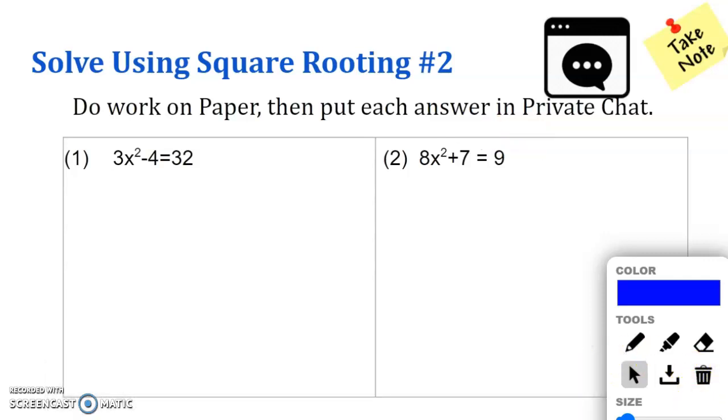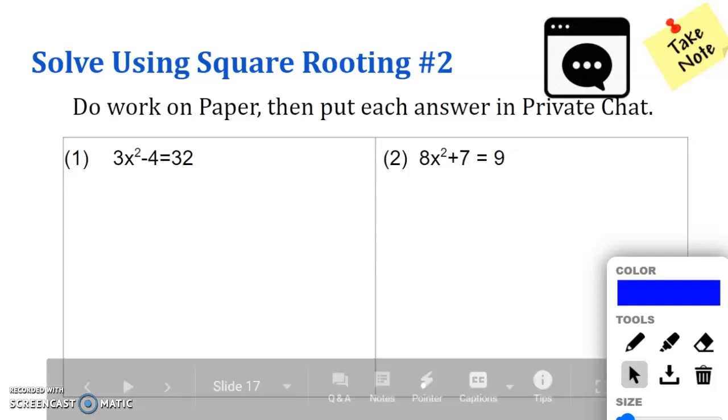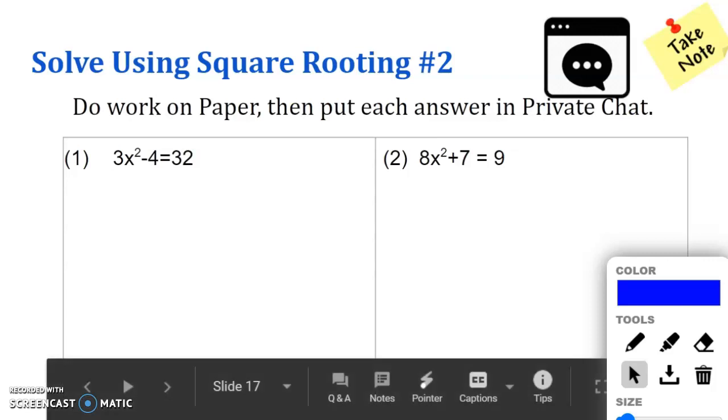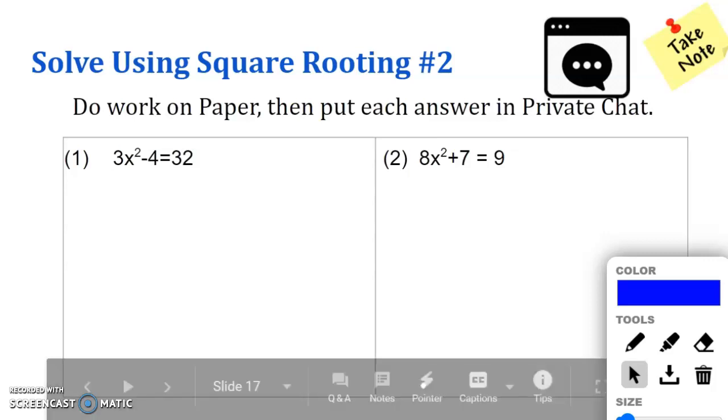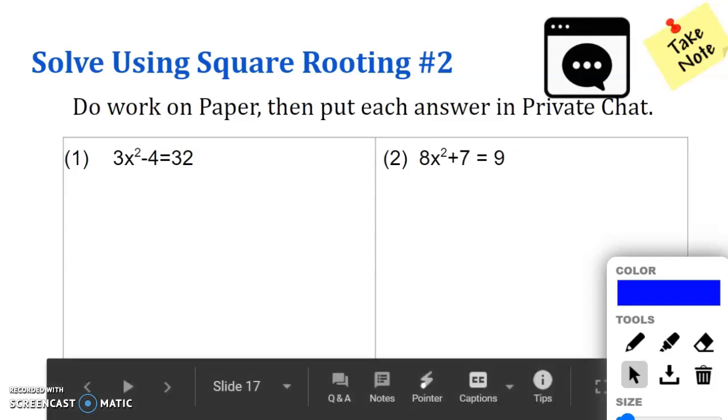Now you're going to solve using square root number 2. Do your work on paper and put each answer in private chat. So if you have 3x squared minus 4 is equal to 32, or 8x squared plus 7 is equal to 9. Please do your work in your notebook, and when you have your answer, please answer in private chat.